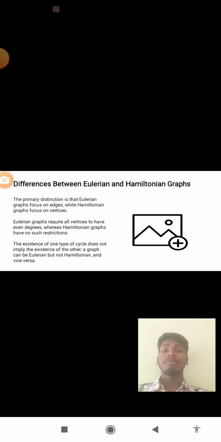Differences between Eulerian and Hamiltonian graphs. The primary distinction is that Eulerian graphs focus on edges while Hamiltonian graphs focus on vertices. Eulerian graphs require the vertices to have even degree, whereas Hamiltonian graphs have no such restriction. The existence of one type of cycle does not imply the existence of the other; a graph can be Eulerian but not Hamiltonian, and vice versa.